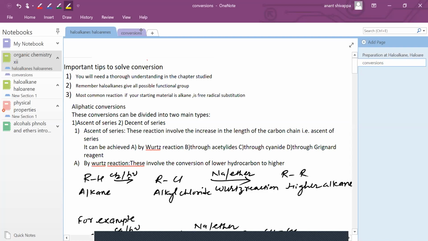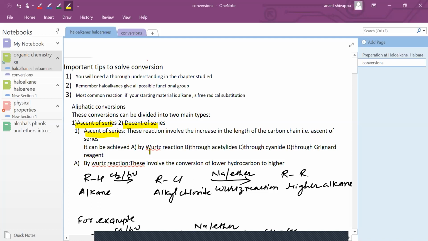If you are dealing with aliphatic conversion, when there is an increase in the number of carbons, it's called ascent of series. And when there is a decrease in the number of carbons in the product as compared to the reactant, it is called descent of series. Ascent of series: this reaction involves the increase in the length of the carbon chain.